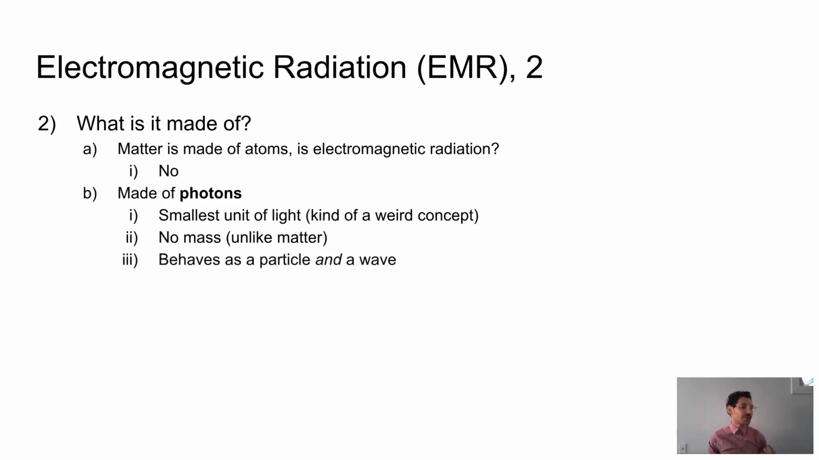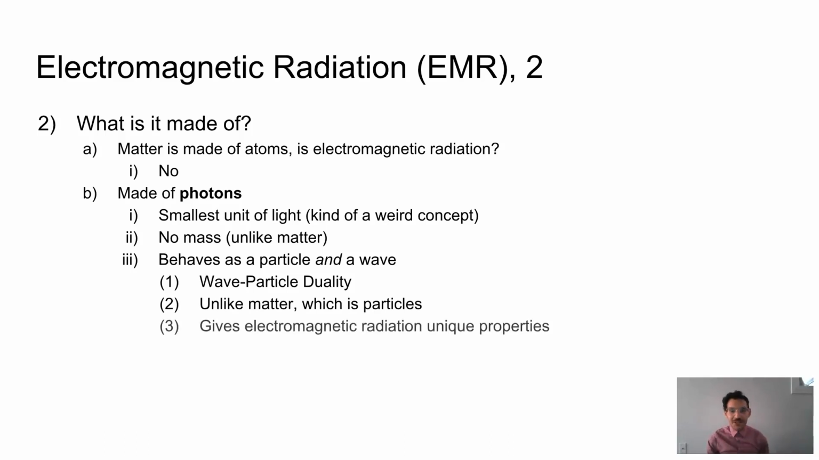And they're really weird too because they behave like a particle, like an atom, but they also behave like a wave, which is pretty weird stuff. This is something that's called wave-particle duality, and we're not going to dwell on it too much, but it's pretty wild. It's unlike matter, which behaves as particles. And so this gives electromagnetic radiation some very unique properties. There are some very wild experiments devoted to this.